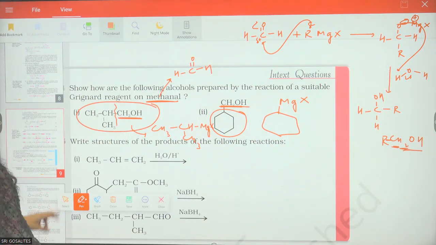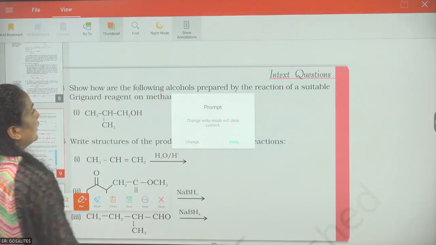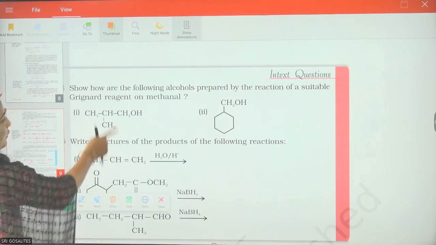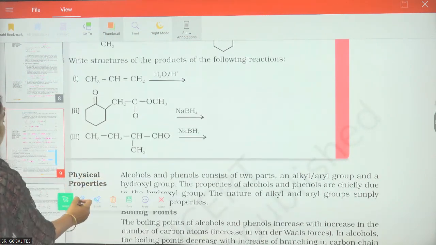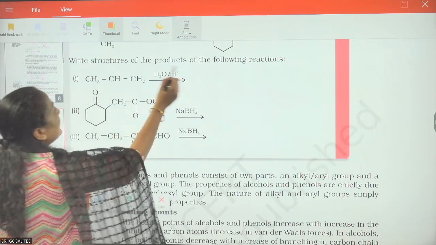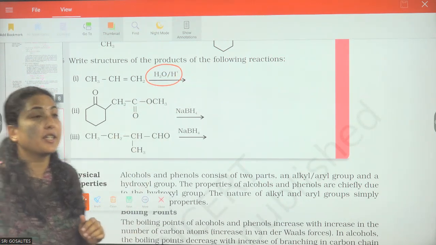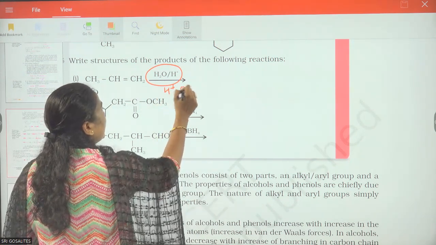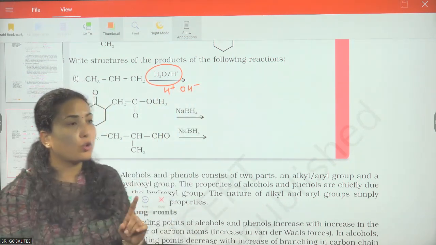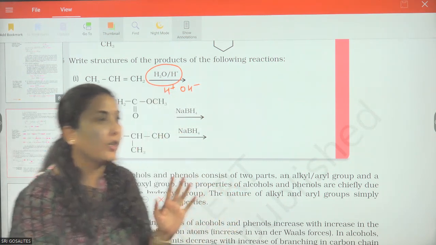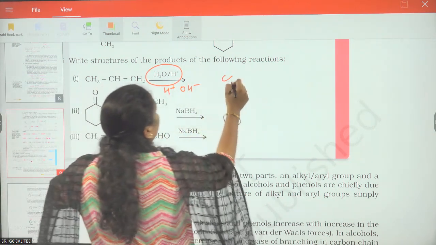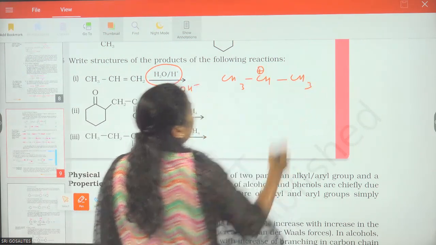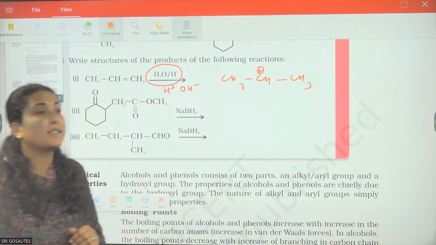Now the next one is: write the structure of the products. In this case, it is hydration, acid catalyzed hydration. Acid catalyzed hydration means addition of water. You have H plus and OH minus, and it also follows Markovnikov's rule of addition only. So first of all, the electrophile will be added in such a way that it results in the more stable carbocation. And my electrophile here is H plus.